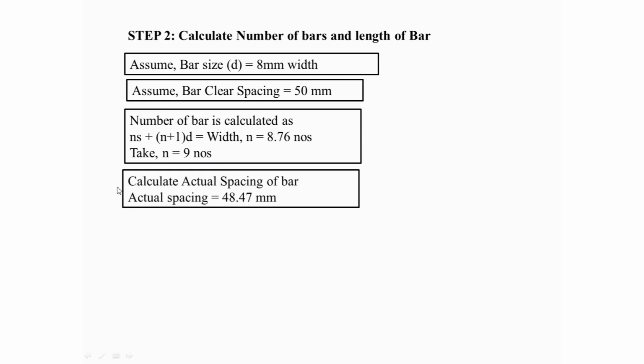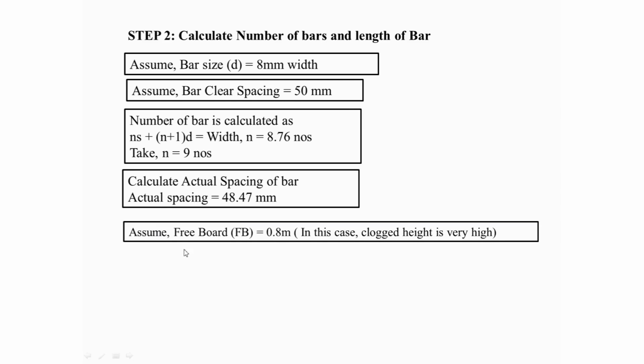Now we calculate the actual spacing of the bar. The actual spacing of the bar came out to be 48.47 millimeters. Initially it was 50 millimeters, but we have increased the number of bars, so now the actual spacing is 48.47 millimeters.